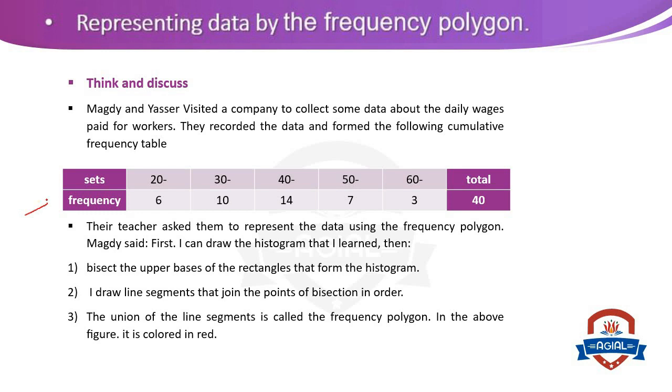In this cumulative frequency table, we have the sets from 20 to less than 30, from 30 to less than 40, from 40 to less than 50, from 50 to less than 60, and from 60 to less than 70. And for the frequency, we have 6 workers, 10 workers, 14 workers, 7 workers and 3 workers. The total of workers is 40.